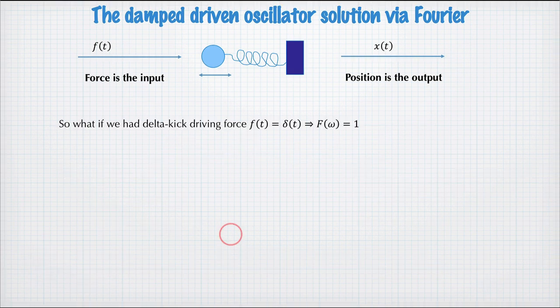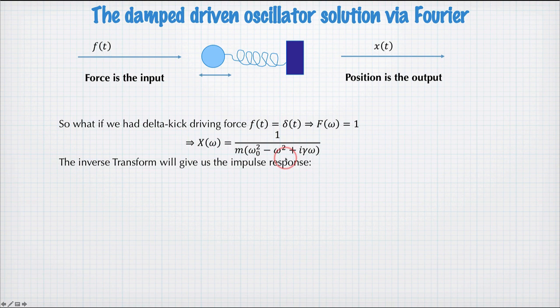Okay, what if we have a delta kick driving force? So now the f of t is going to be delta t, and so the Fourier transform is unity. So that means the position in the Fourier domain, x of omega, is given by this. So the inverse transform will tell us the impulse response of our mechanical oscillator.